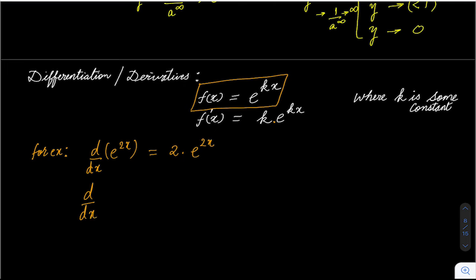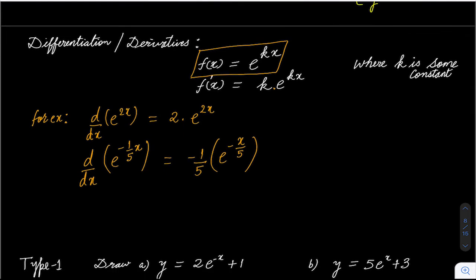Let's do one more, d by dx of, let's say, some negative number, e power minus 1 over 5 x. Let's say you want to differentiate this with respect to x. So whatever that number is, what is the coefficient of x? Minus 1 over 5. So minus 1 over 5 will come outside and the rest of the function will remain the same, e power minus x over 5 or minus 1 over 5 x, same thing. So this is my differentiation.